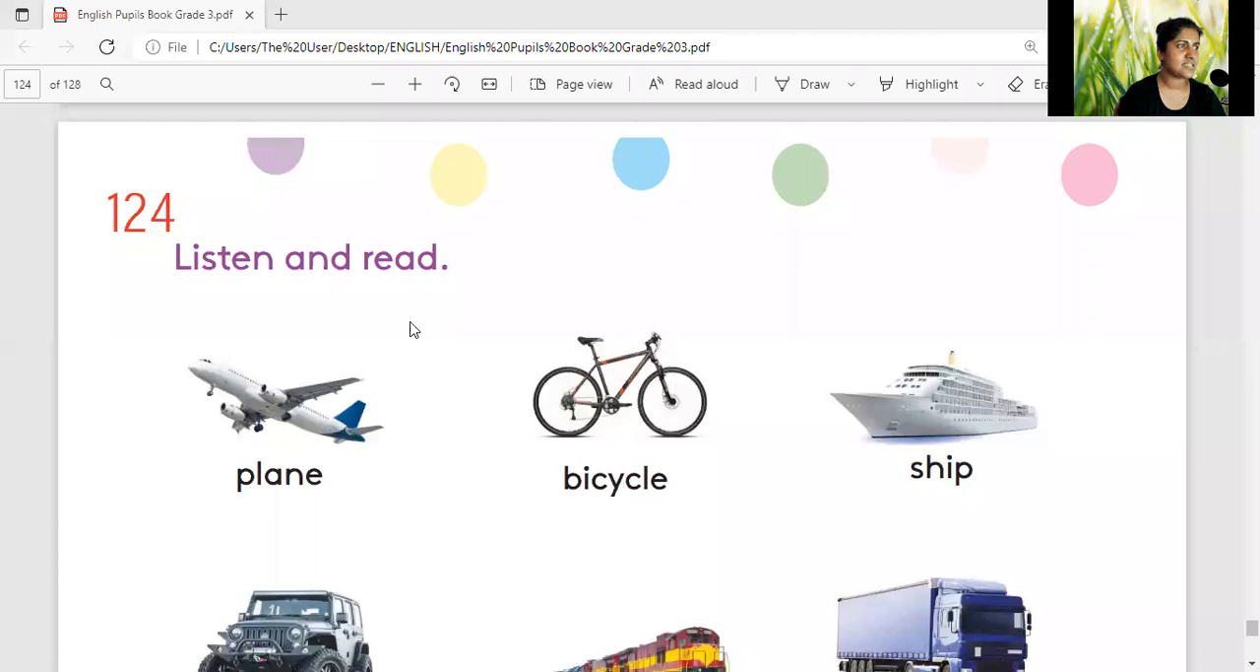Your lesson is this. Listen and read. Listen and read. What can you see in these pictures? What can you see in this screen?